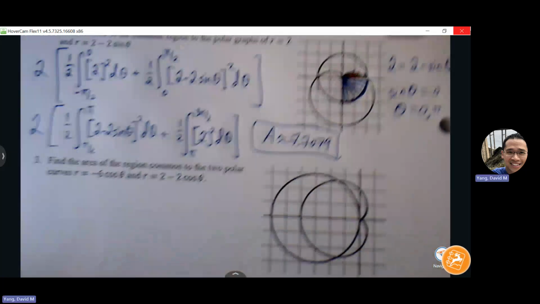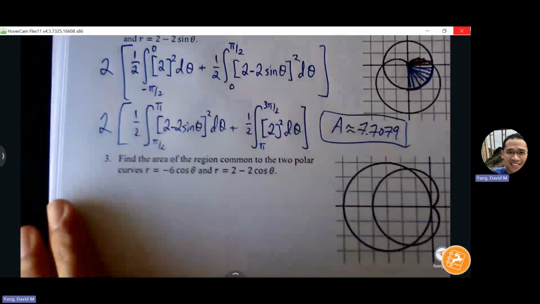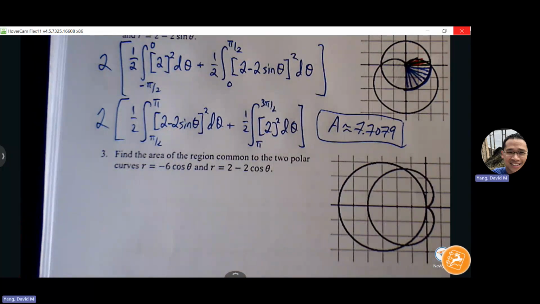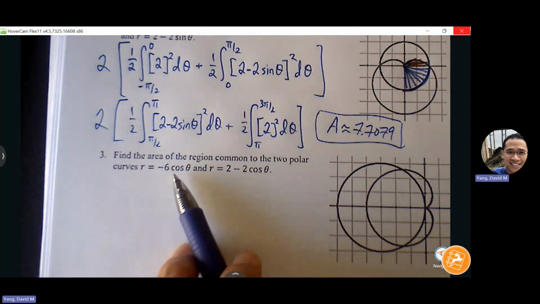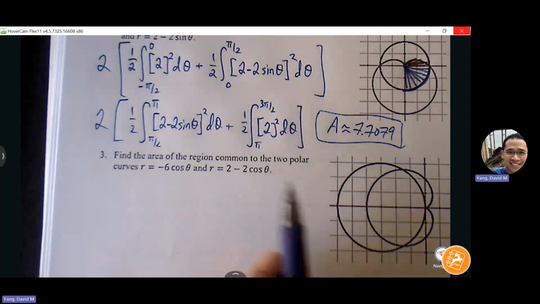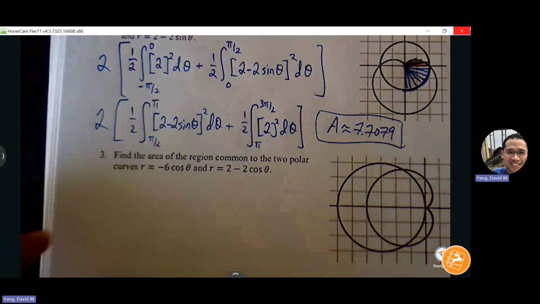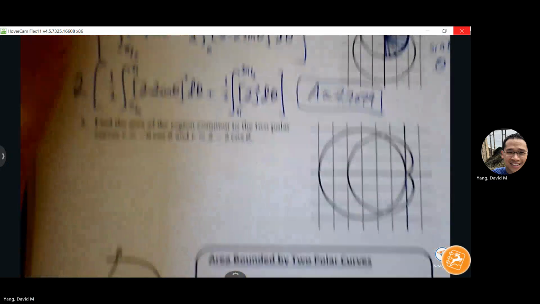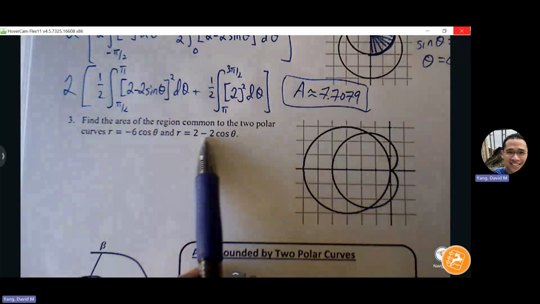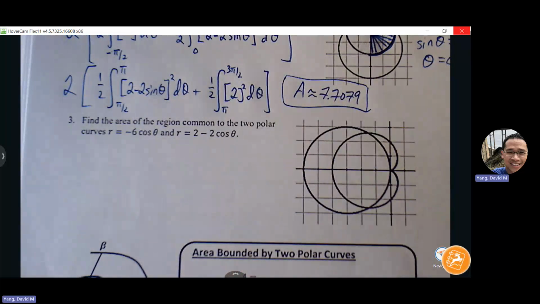All right, number 3, find the area of the region common to the 2 polar curves. So we have a circle with that negative 6 cosine theta that's being reflected into the second and third quadrant, and then the 2 minus 2 cosine theta cardioid that's symmetric about the x-axis, and it's that negative 2 cosine theta that's pushing it to the left as well.